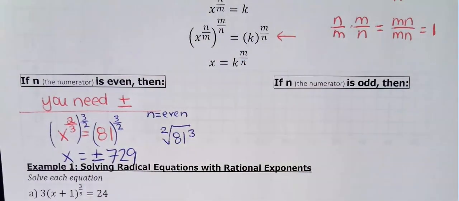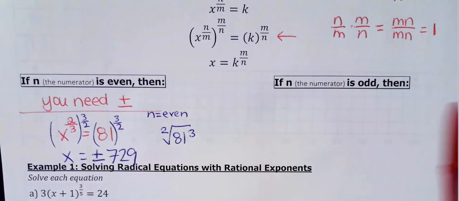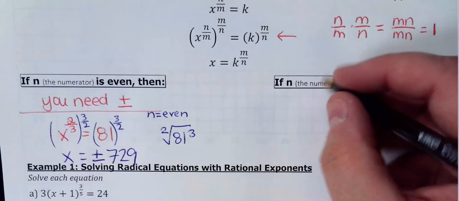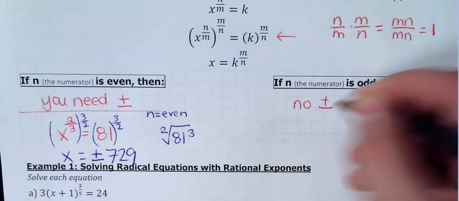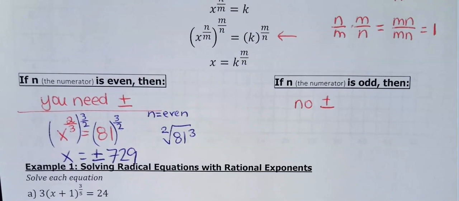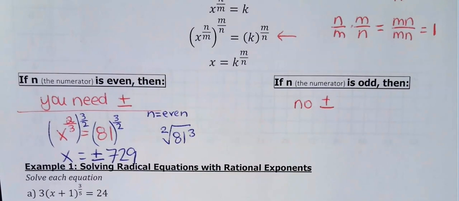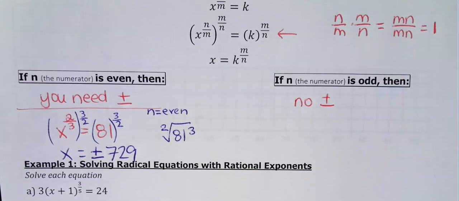Now, if the numerator of the original is odd, you don't do anything with it. You don't need a plus and minus, because if I take a 3rd root, there's no plus and minus. If I take a 5th root, there's no plus and minus, because there's not 2 answers. So if the numerator in your original problem is odd, don't worry about anything. But if the numerator in your original problem, that exponent, is even, you're going to end up taking a square root or a 4th root, so there's 2 possible answers.